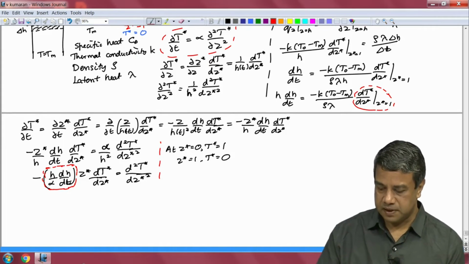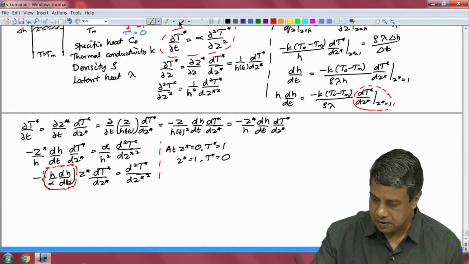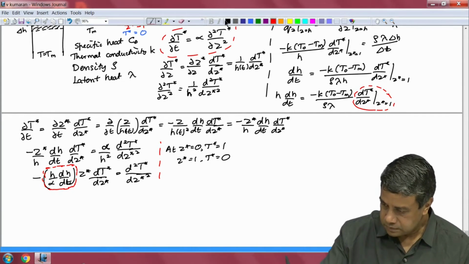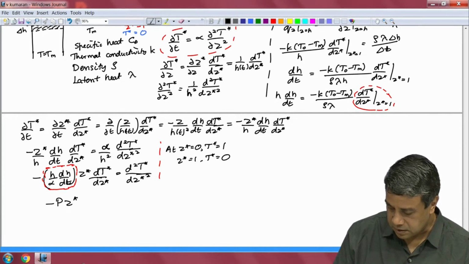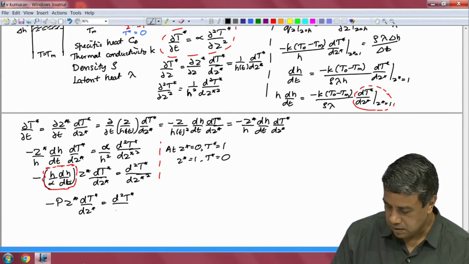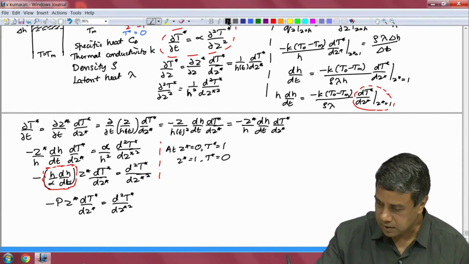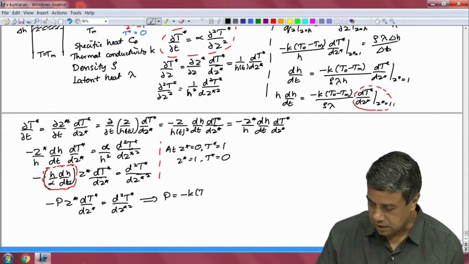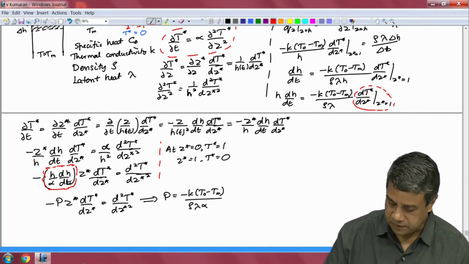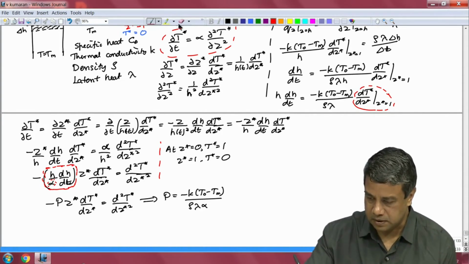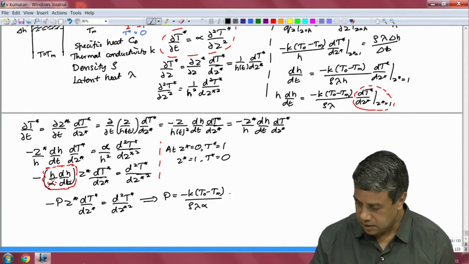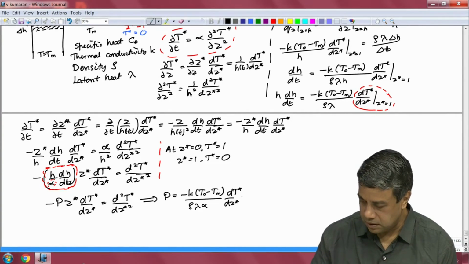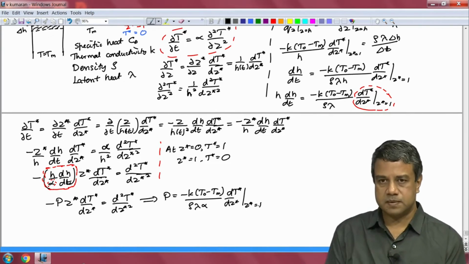So, this expression for dH by dt I can substitute in here to get an expression of the form minus p z star dT star by dz star is equal to d square T star by dz star square, where p is equal to minus k into T naught minus Tm by rho lambda alpha, times dT by dz at z is equal to 1.